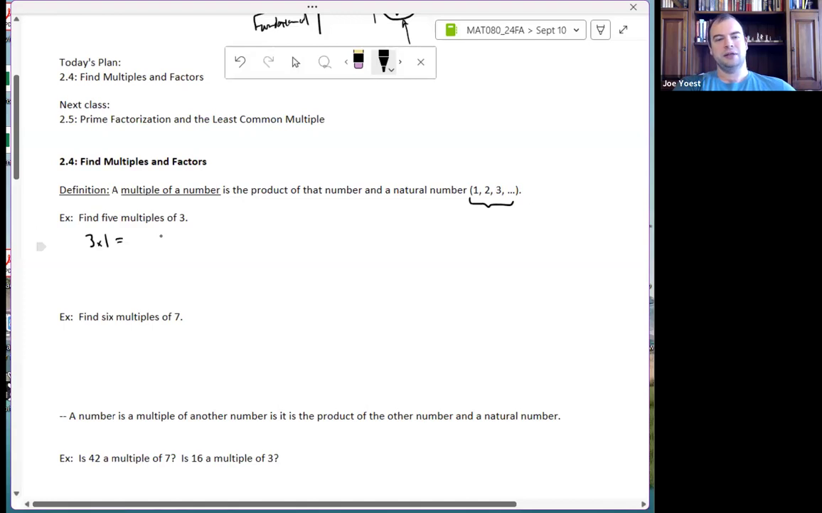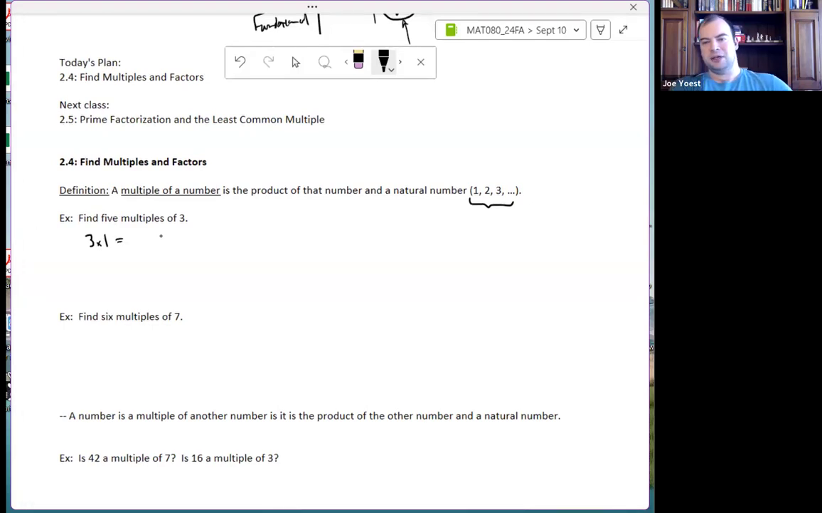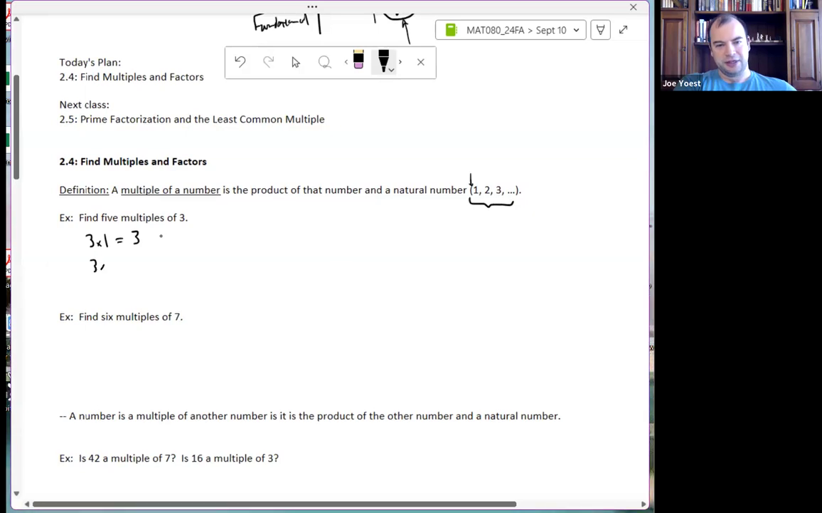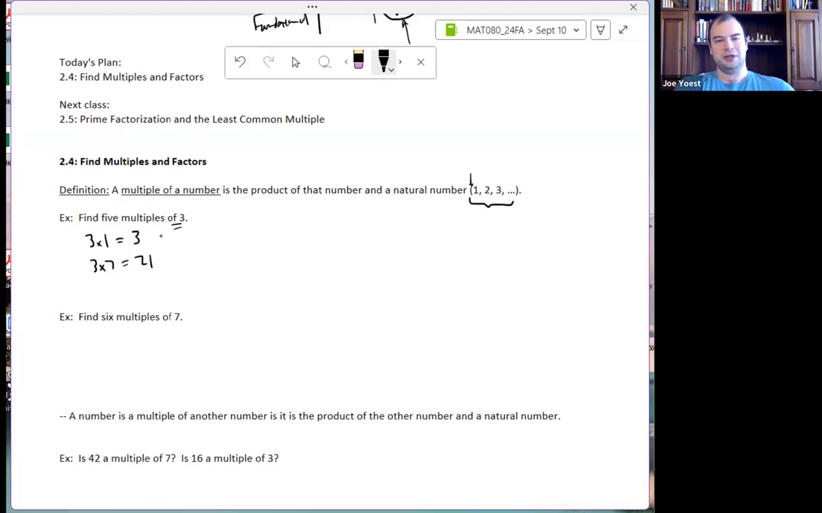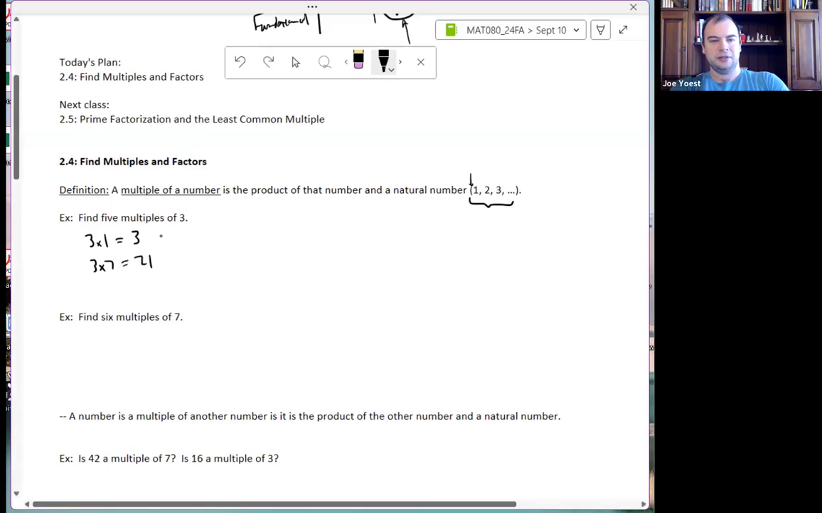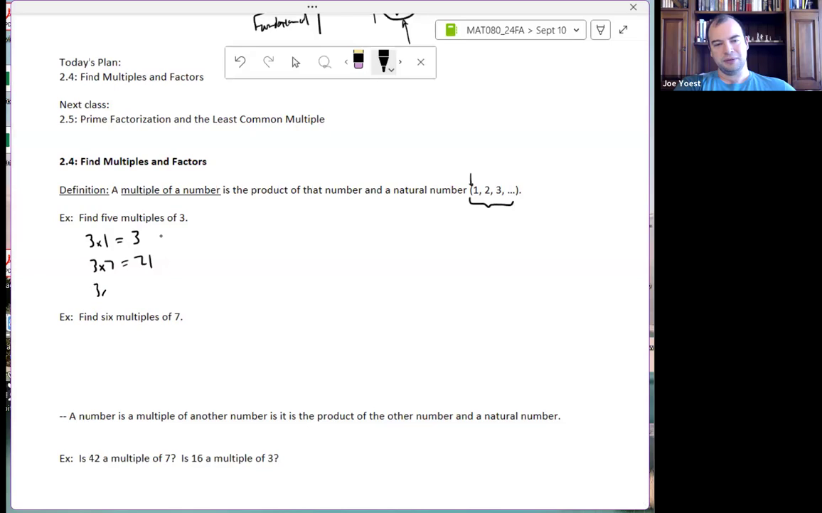So if I take 3 times some counting number, some natural number, I could take 1, for instance. 3 times 1 is 3. So actually, a number is a multiple of itself. I could have 3 times 7, that's 21. 7 is a counting number. I multiply it by 3, it's going to be a multiple of 3. So I would say that 21 is also a multiple of 3. Maybe 3 times 10, 30. 30 is a multiple of 3 as well.